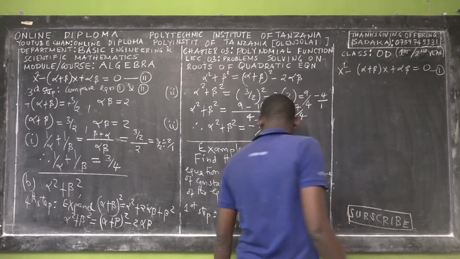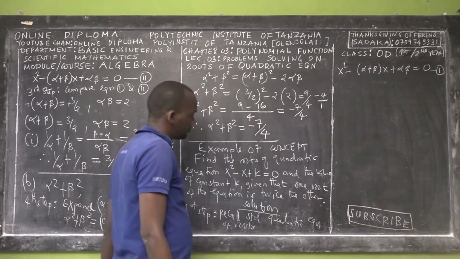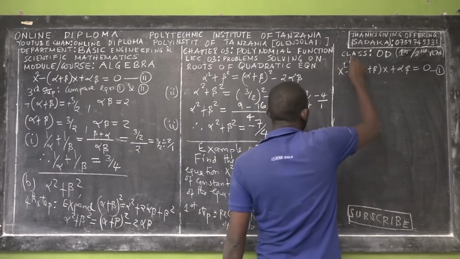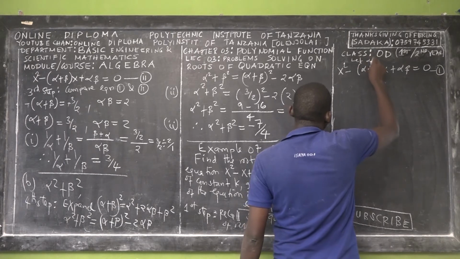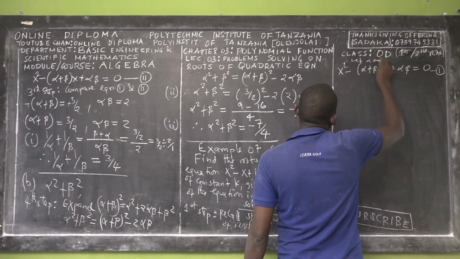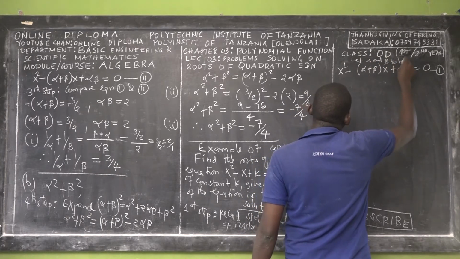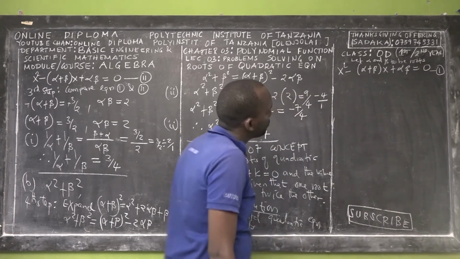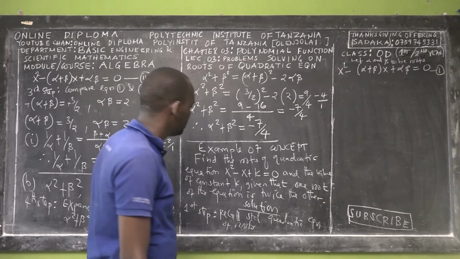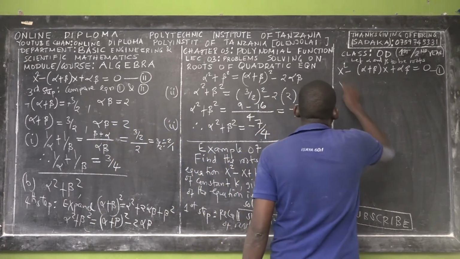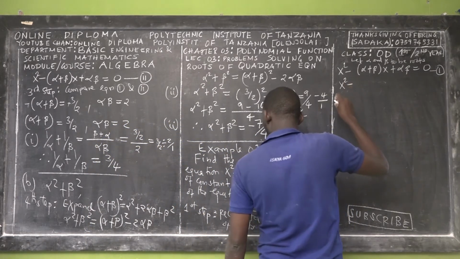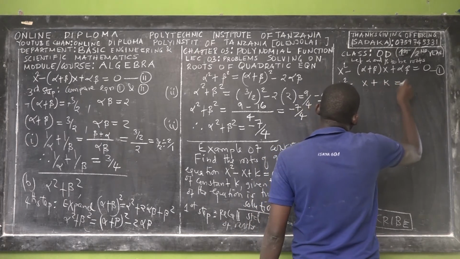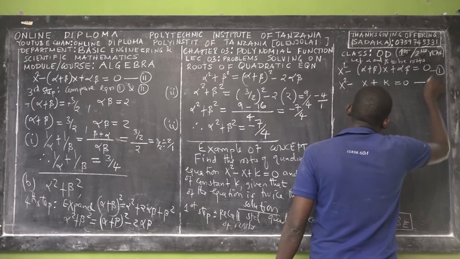So you have to let alpha and beta be the roots of the given quadratic equation. So here you have x squared minus x plus k is equal to 0. This is equation 2.